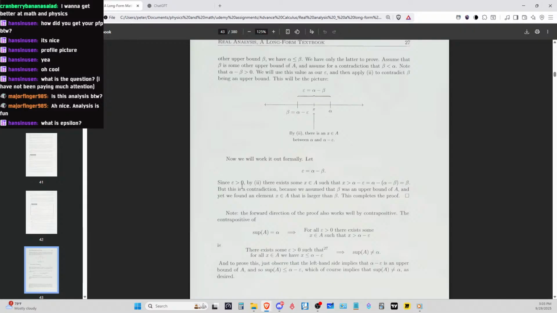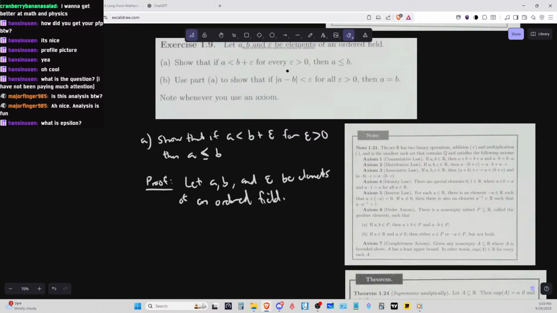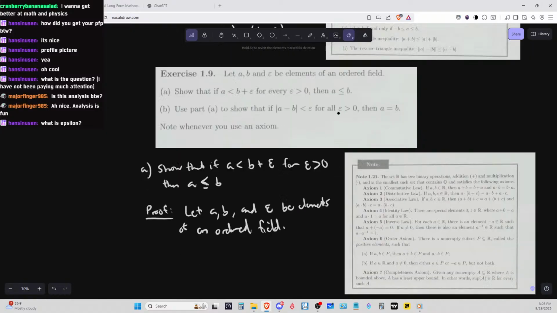Let's see, since epsilon is greater than 0, okay. Now, I don't think it's going to be as simple as they had it there, because since we have to make a less than b plus epsilon, I think we're going to have to figure out how to make this work. So do we have to change a into something else?